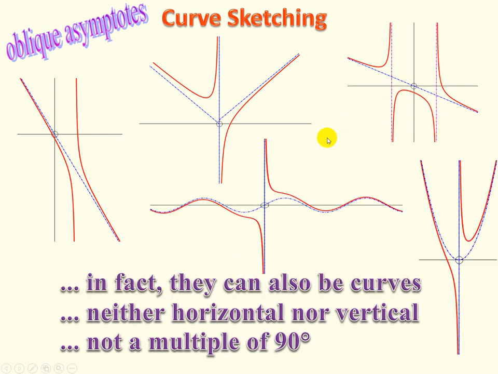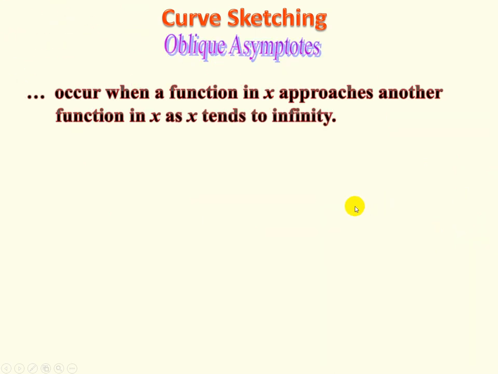We can also have curved asymptotes, though we don't deal with them in this course. That'll only be in tertiary courses. Now, we must say oblique asymptotes occur when a function in x approaches another function in x as x tends to infinity. And in this course, it's just a linear function in x that it approaches.